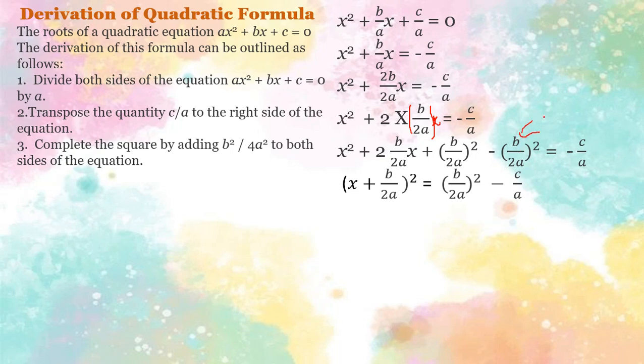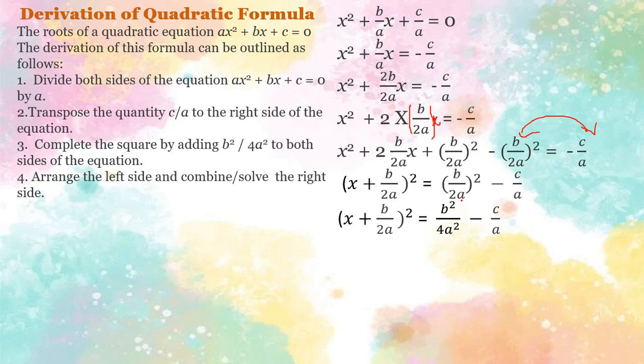When we transpose it to the right hand side, it becomes b upon 2a whole square minus c upon a. Then in the next step, we arrange and solve the right hand side. So b upon 2a whole square becomes b square upon 4a square, minus c upon a. Then take the LCM and solve again the right hand side. So we get 4a square as the LCM. So b square minus 4ac upon 4a square in the right hand side.